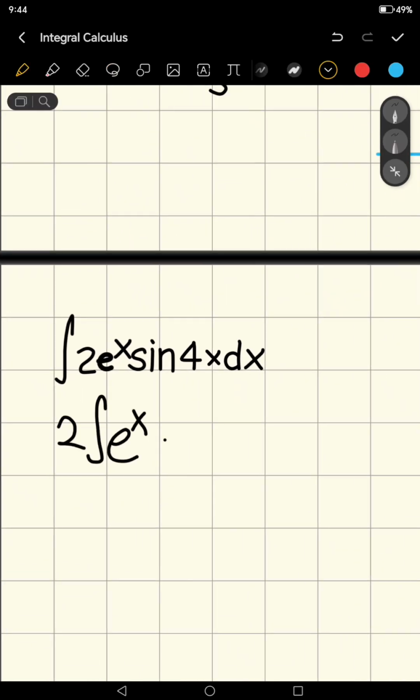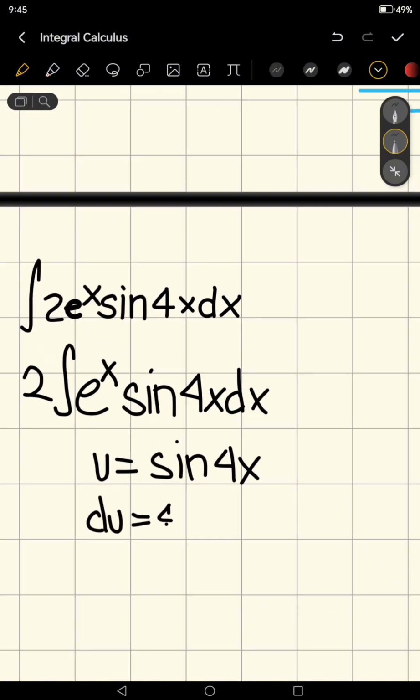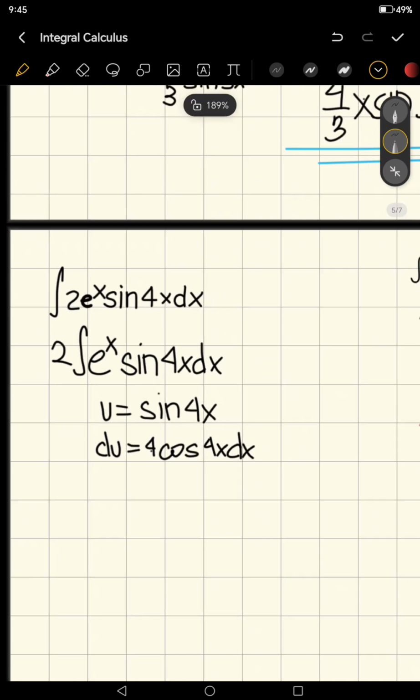Constant rule, let's factor out the constant 2, then let's proceed on to the next step, which is to let u be sine 4x dx. The derivative of sine 4x is simply a positive 4 cosine 4x dx. Chain rule lang yan, guys.